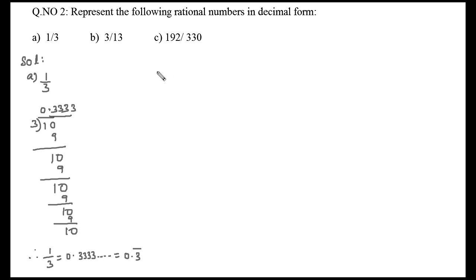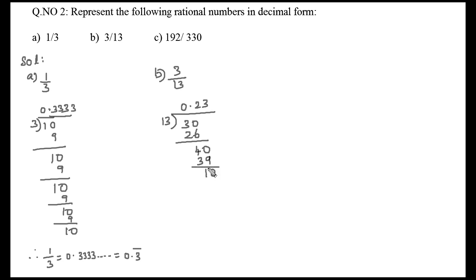Now let's look into the second example given. It's 3 upon 13. Let's divide 3 by 13. So it's 13 and here is 3. As it is smaller, we'll consider a decimal point over here. Now it is 30, so we can take 2, it's 26. The remainder is 4 and take a 0. Now it is 3, it's 39. Now the remainder is 1.